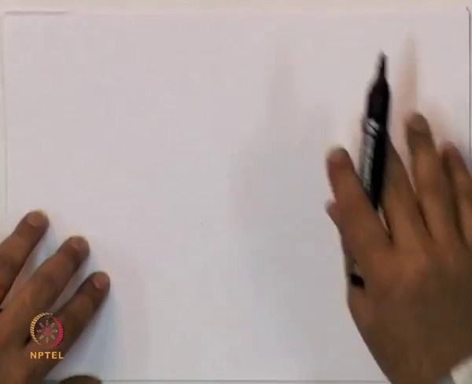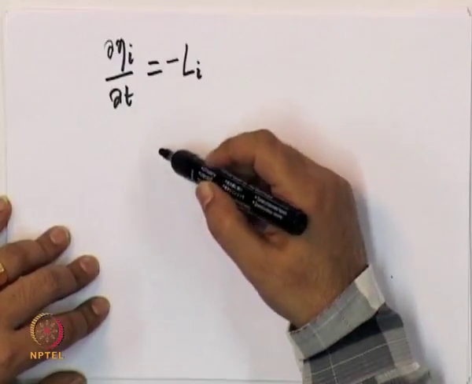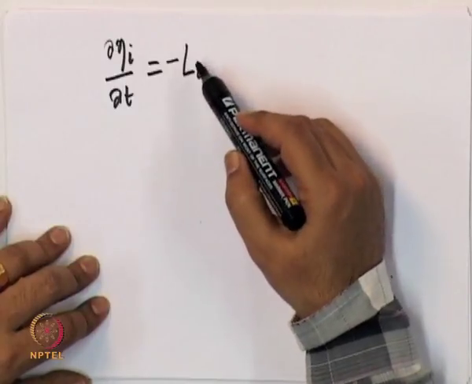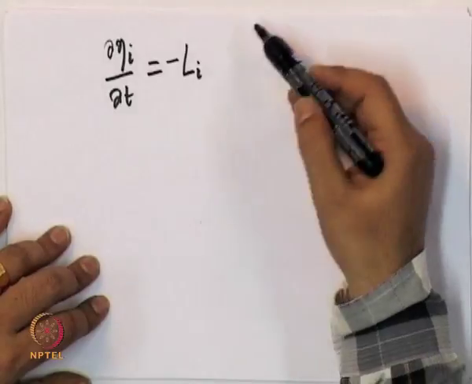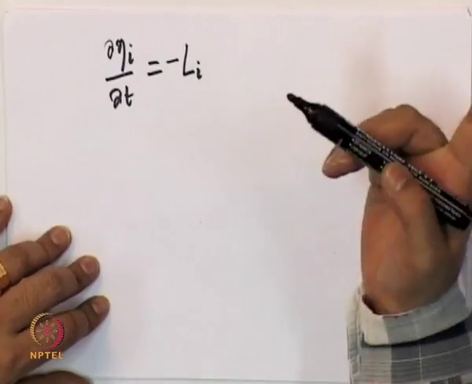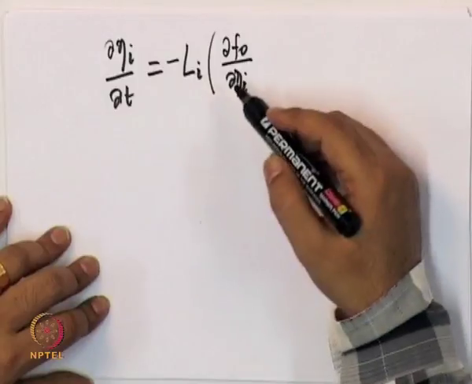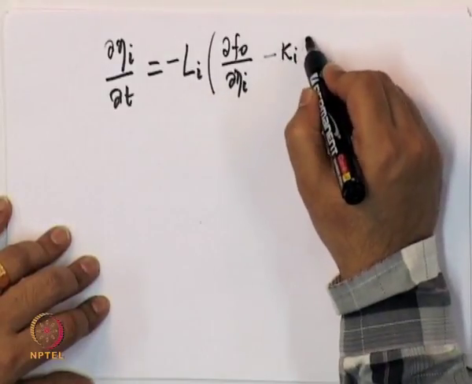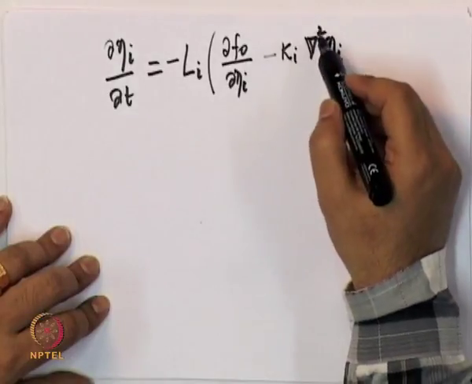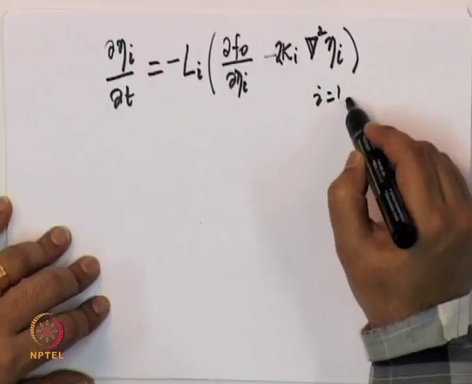And so we can actually write the evolution equation. For each eta we need to write an evolution equation, and it is something like this: dou eta I by dou t is nothing but minus L I, the growth rate of the different boundaries, which could be different. Again, this might depend on the other order parameter across which this grain boundary is formed. Again, we are going to assume a very simple-minded scenario where L, irrespective of I, is the same and has a value of 1. Then dou f0 by dou eta I, because this equation is for eta I, minus kappa I del squared eta I, and because of the square it is minus 2 kappa I del squared eta I. So this is what the equation is, with I equal to 1, 2, etcetera up to p.